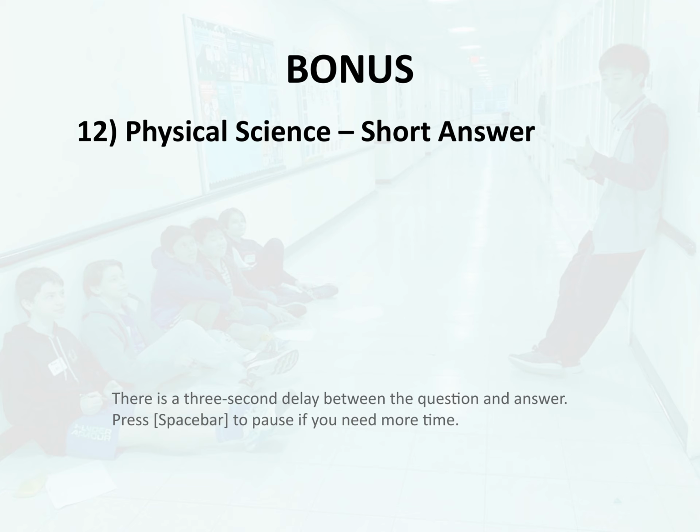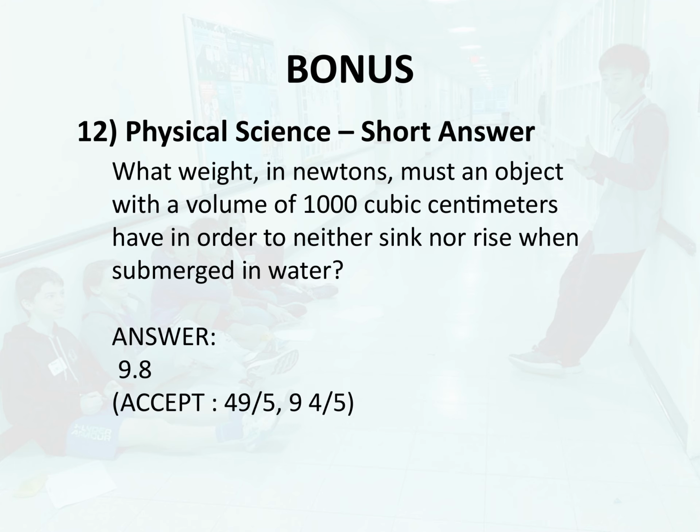Bonus, 12. Physical science, short answer. What weight, in newtons, must an object with a volume of 1,000 cubic centimeters have in order to neither sink nor rise when submerged in water? Answer, 9.8.